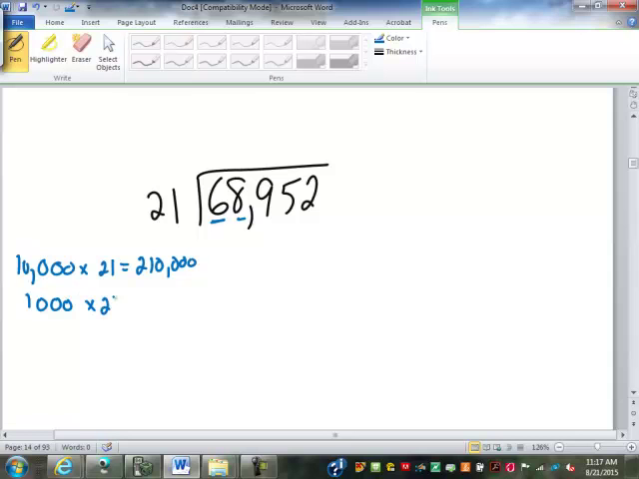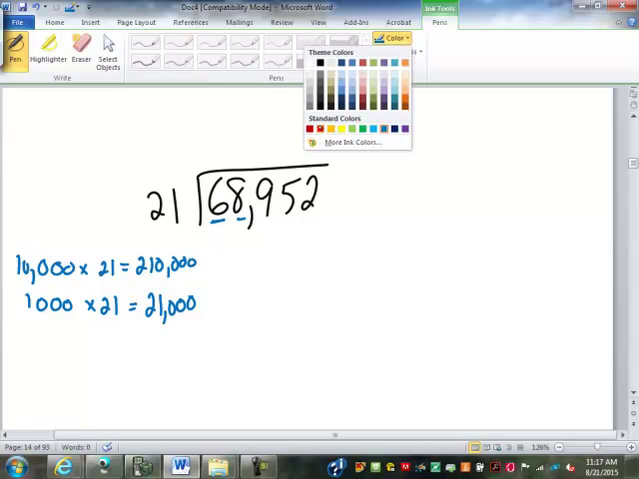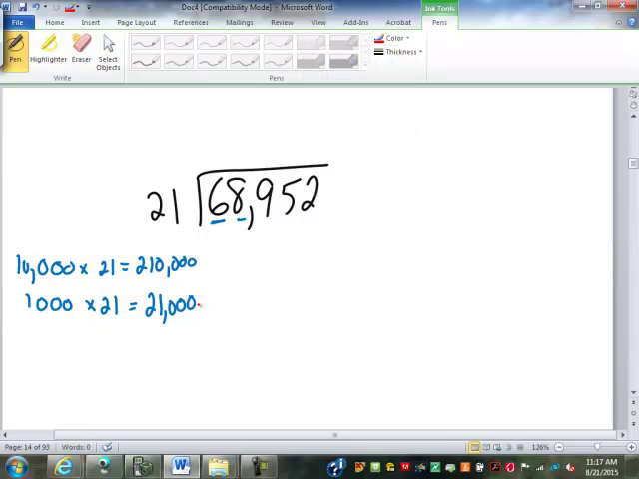What's 1,000 times 21? 21,000. Can I subtract that? Yeah, in fact, I can do it a couple times. How many times can I subtract it? 3 times, right? 21,000 times 3 is 63,000.